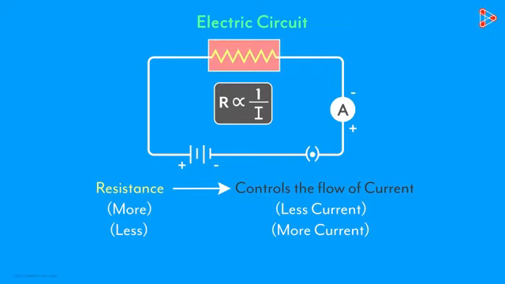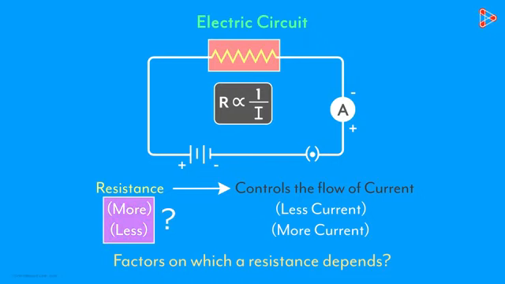Let's talk a bit more about resistance. What are the factors on which the resistance of a conductor depends? When can we say that the resistance of a conductor is more or less than that of another? Let's do a small activity to understand this.